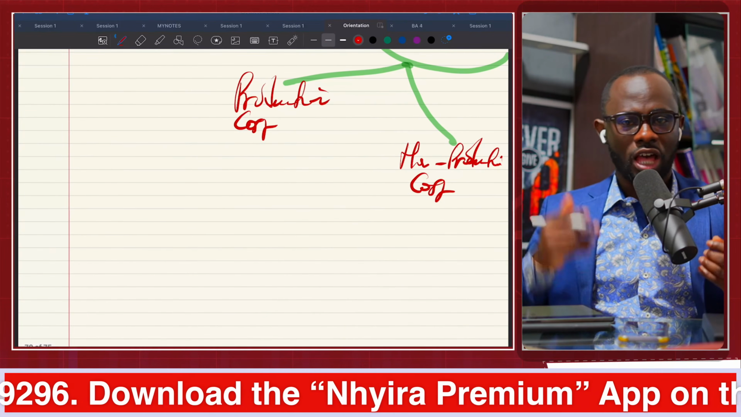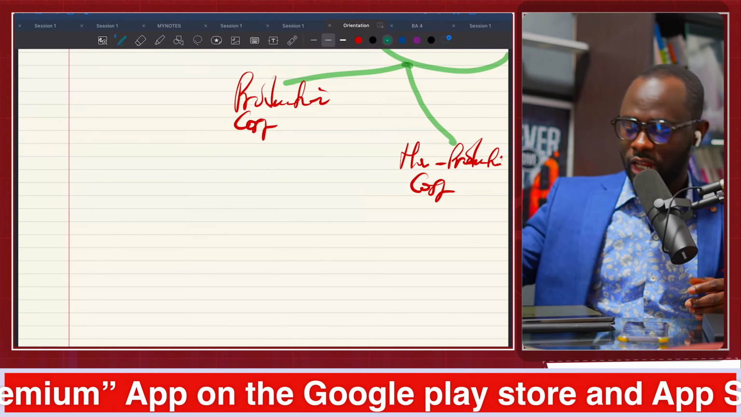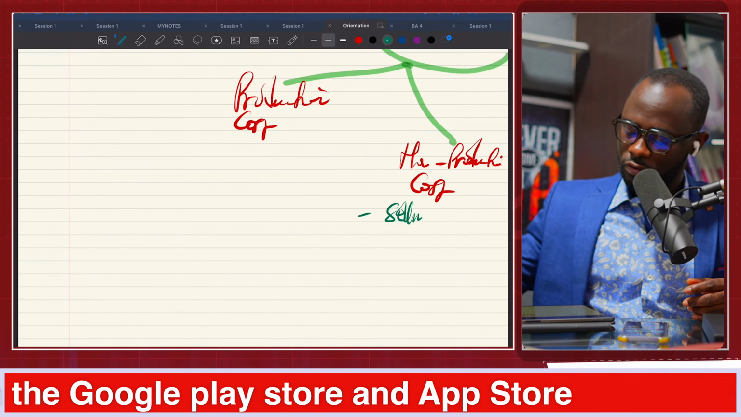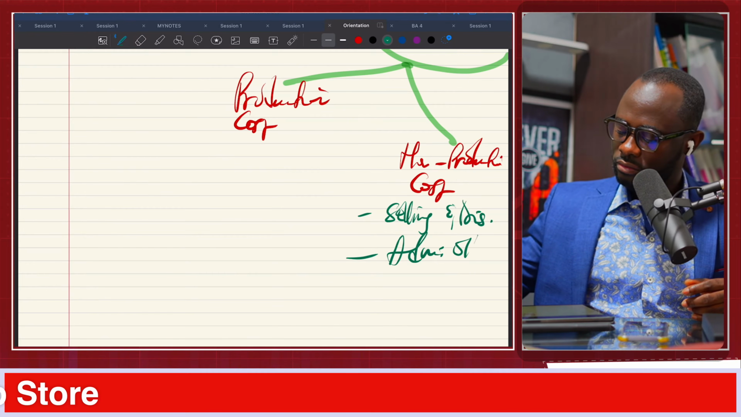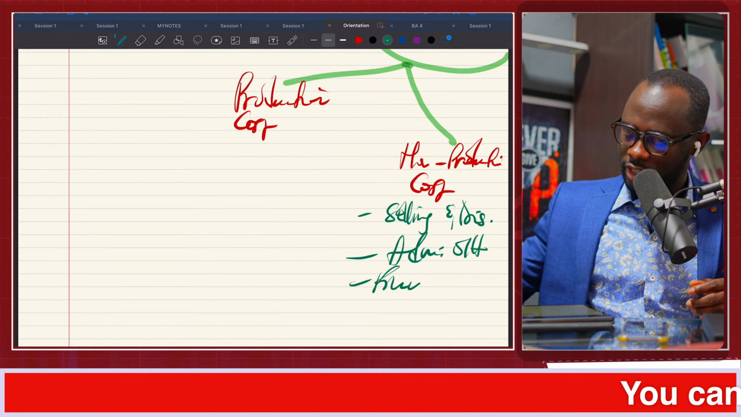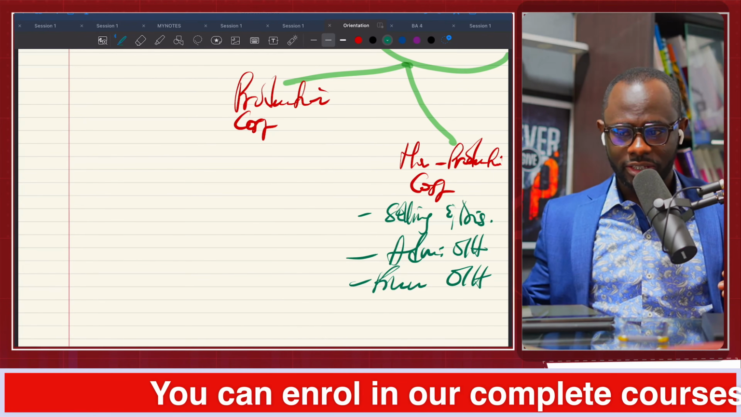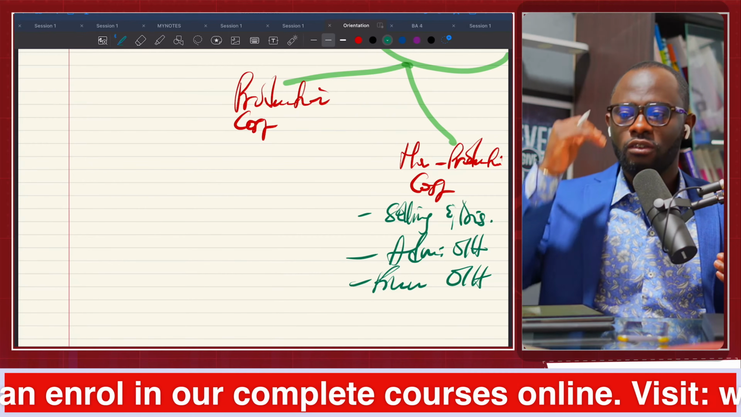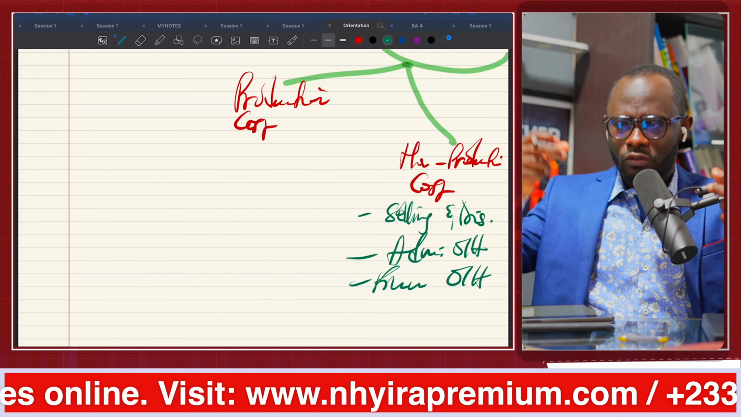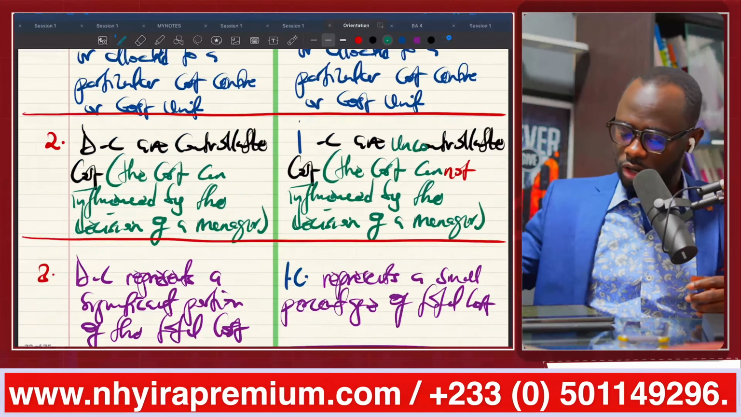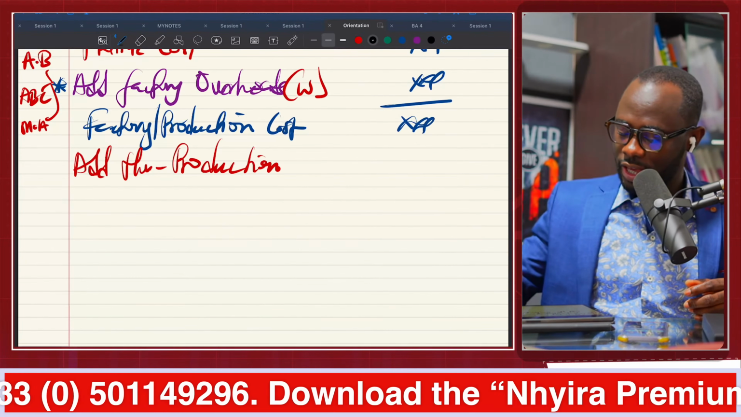So the non-production costs are all the other costs that we are incurring which have nothing to do with the production of the product, like selling and distribution overheads. Okay, admin overheads. Okay, finance overheads. All these are non-production overheads. So you have to understand, they will not form part of determining the total factory cost of the product, but they're going to form part of the total cost of the product. So we bring the non-production overheads depending on whatever we have there.